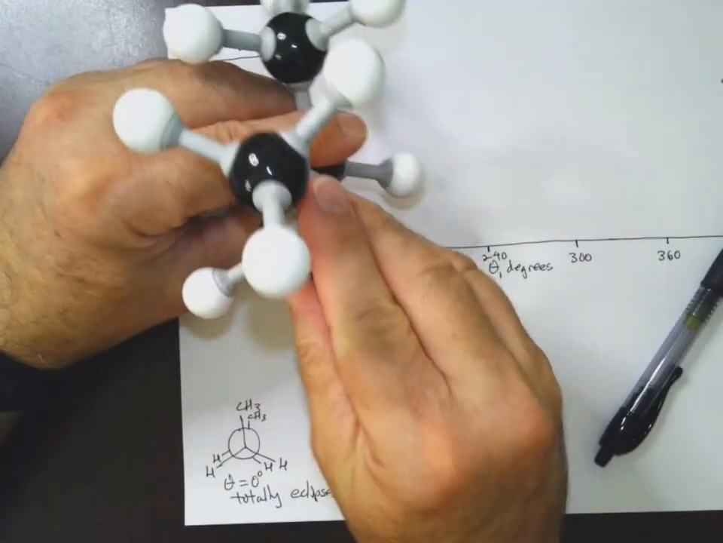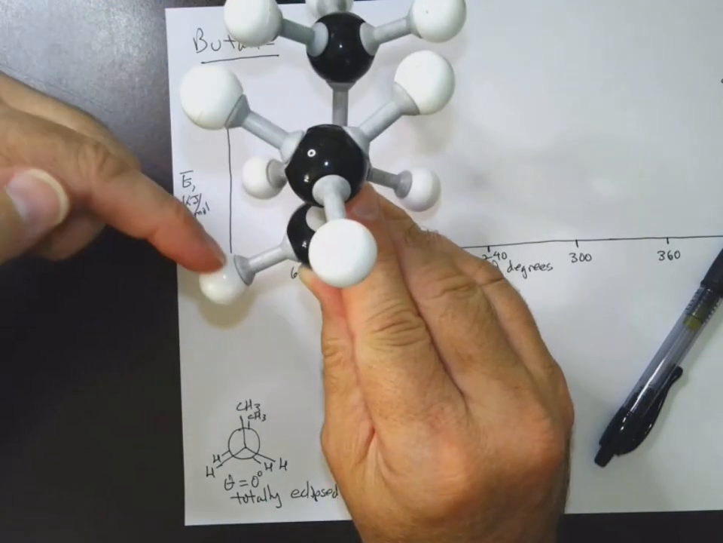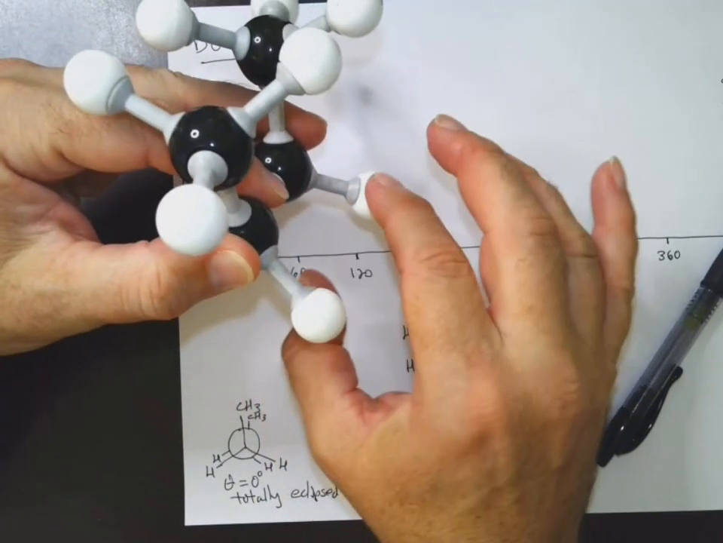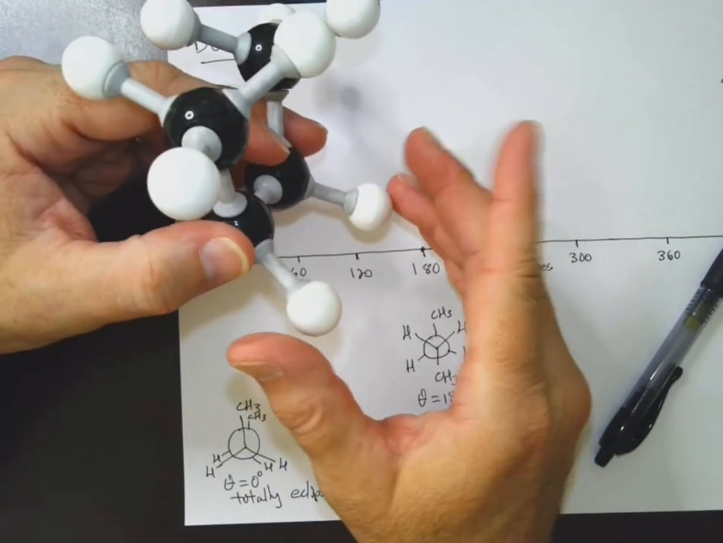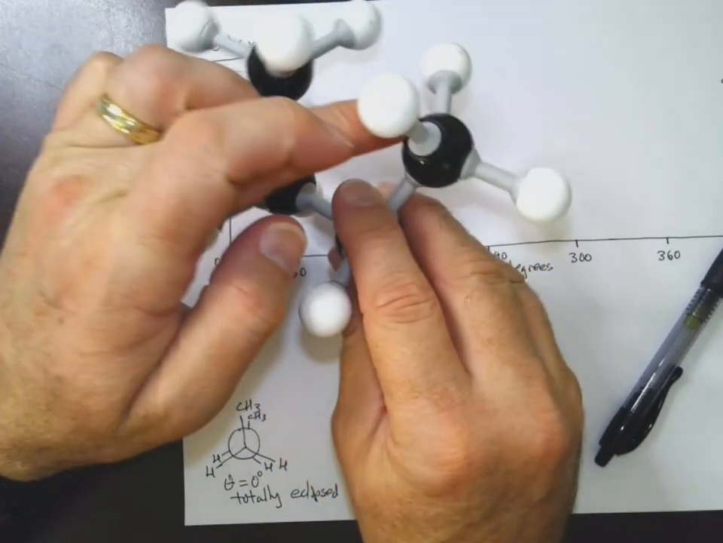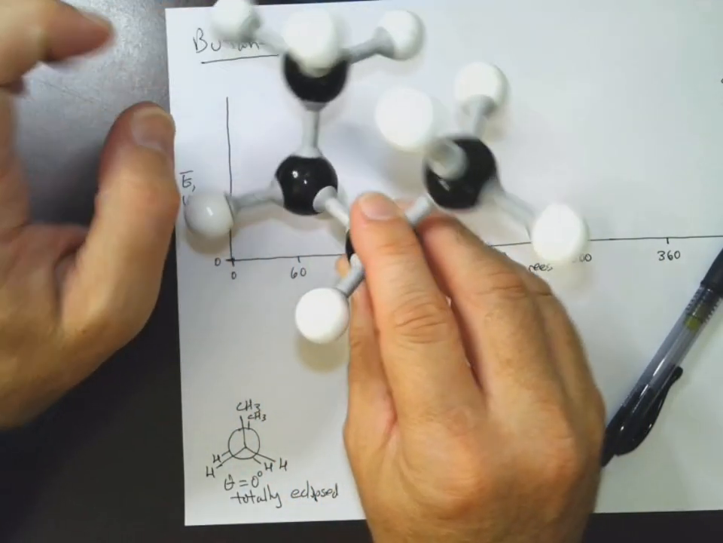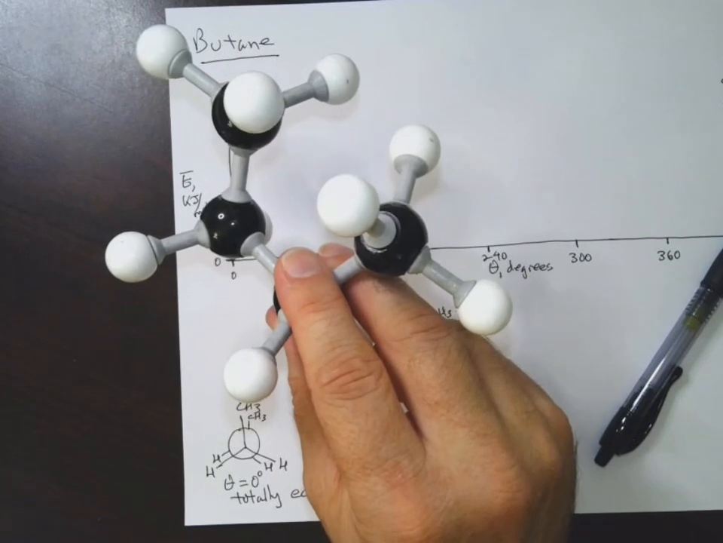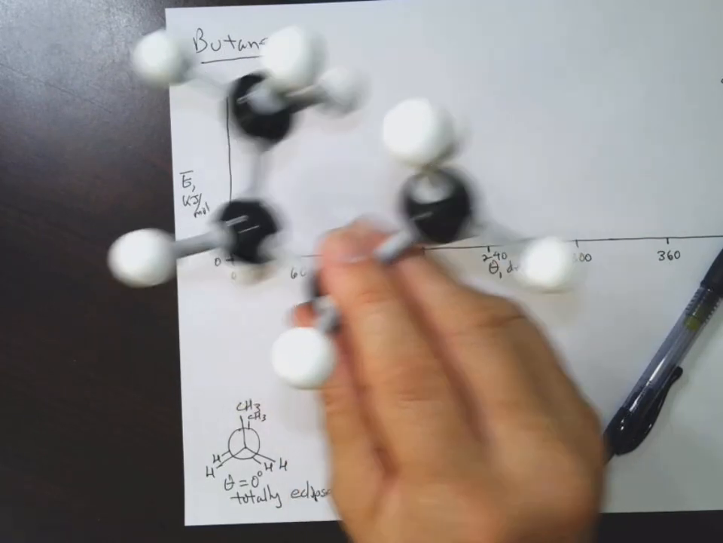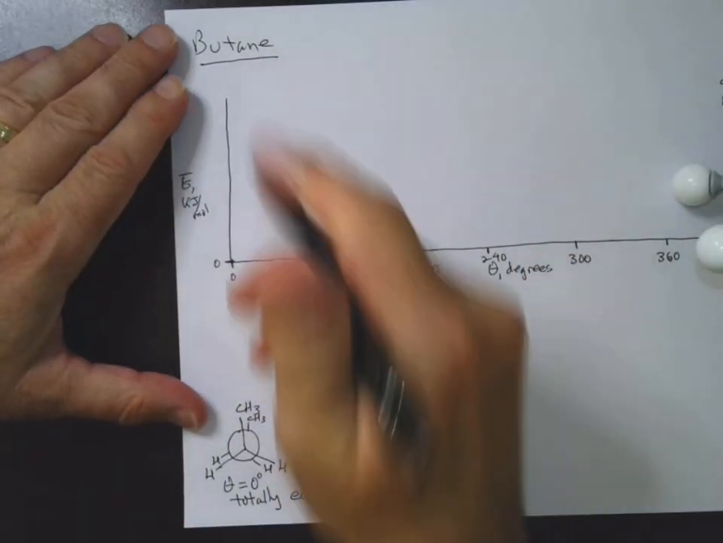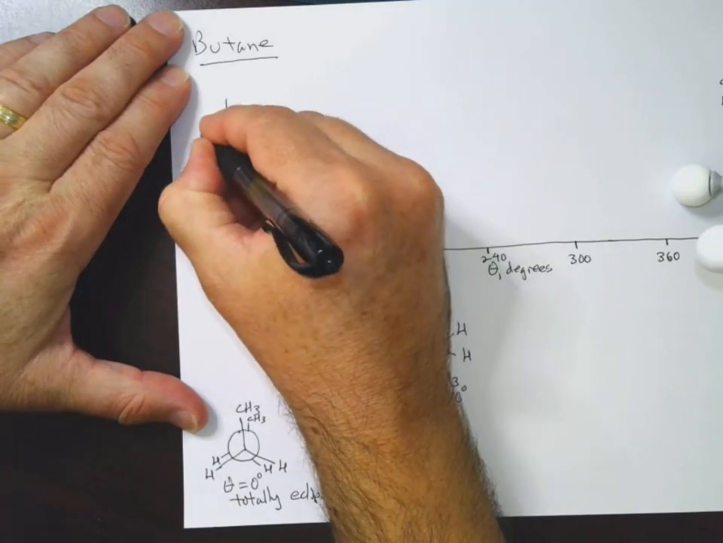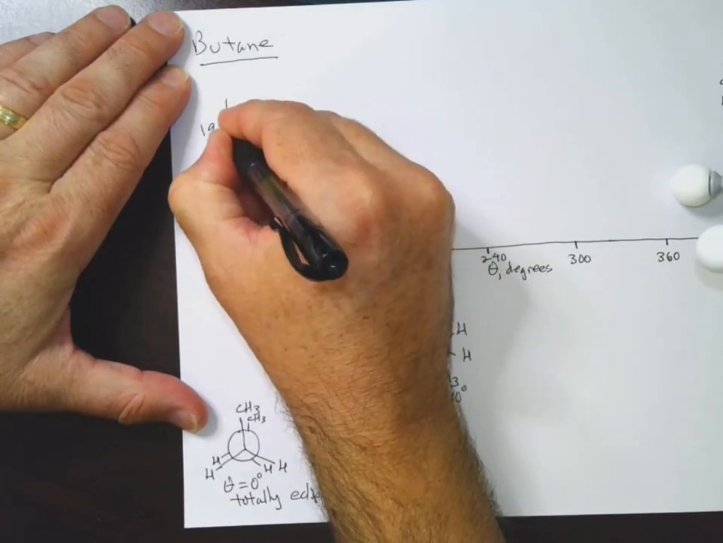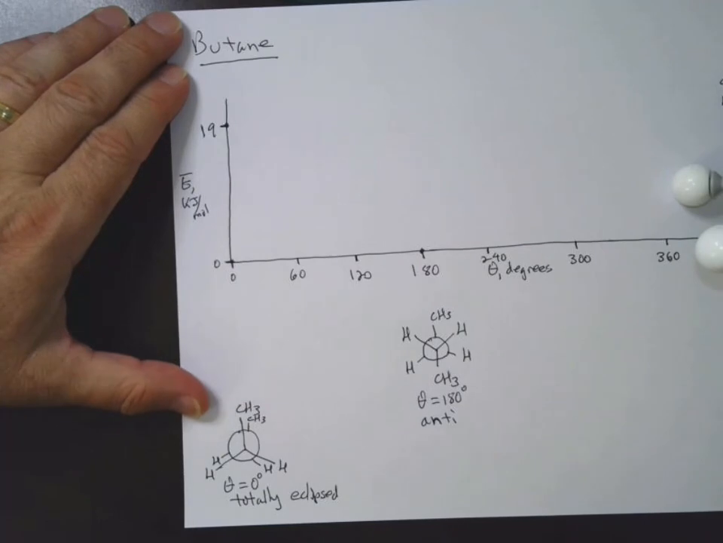Now, what's the energy? Well, I have 2 hydrogen-hydrogen eclipsed interactions. Each of those is 4, so that's 8 total. And then I have a methyl-methyl eclipsed interaction, and looking at my chart, that's 11. So 8 and 11 gives me a total of 19 kilojoules.